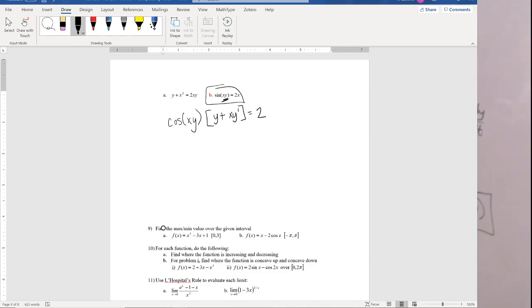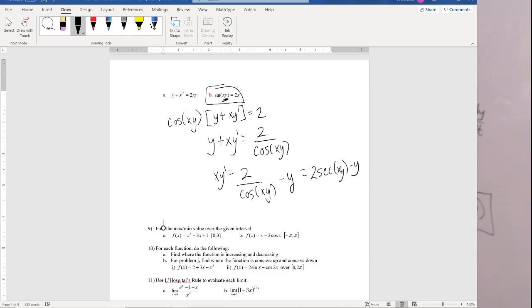So then we just need to solve this for y prime. So y plus x y prime is 2 over cosine xy. x y prime equals 2 over this minus y. I'm actually going to write the divide by cosine as secant. And then finally y prime is this.